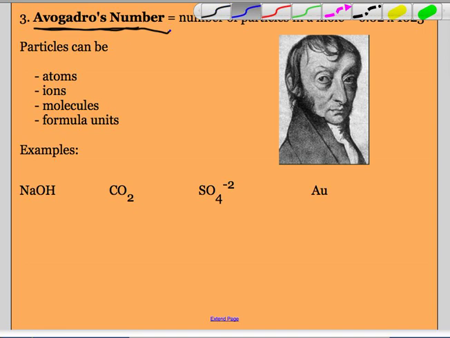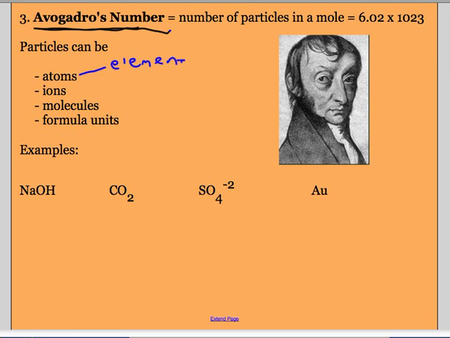Okay, so what you want to keep in mind is that particles can be a lot of things. So remember, they can be atoms, and that's going to be an element alone. Ions have charges. Molecules mean that it's covalent. And last but not least, formula units means it's ionic.